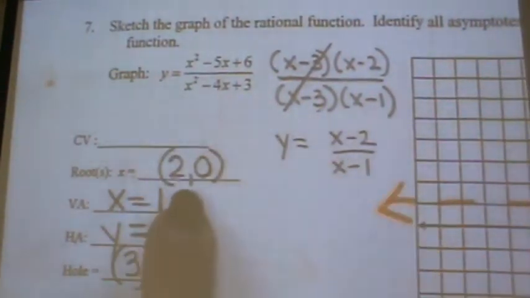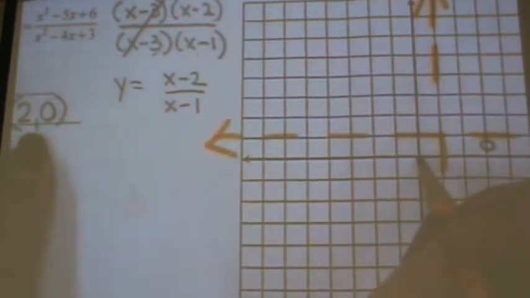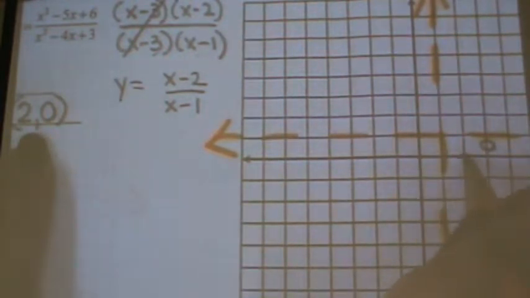2, 0. Where is 2, 0? Now, some of you were thinking that this is your new origin. No, your origin is still here. So 2, 0 is right there. That's 2, 0. I saw some people have that point graphed right there, and that messed you up.